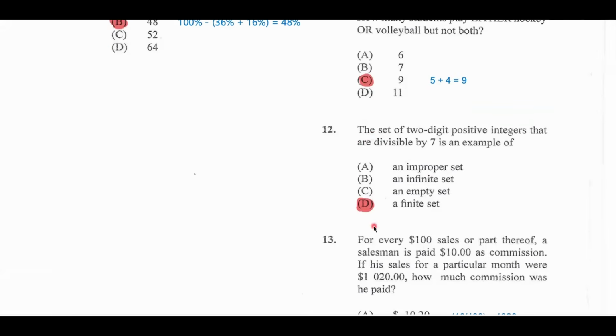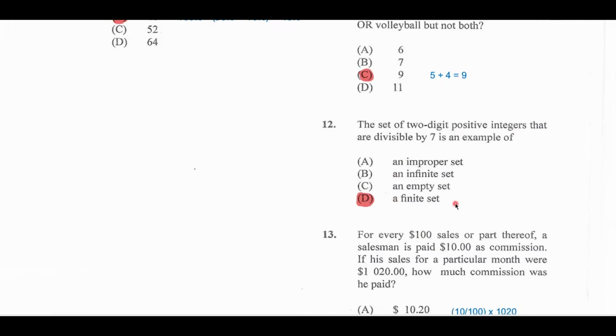That's C. Number 12, the set of two-digit positive integers that are divisible by 7 is an example of, well, a finite set, because two-digit positive numbers will be limited. It will only go up to 99, and it's all the numbers between 0 and 99 that could be divided by 7, and that's a limited number, making it a finite set.